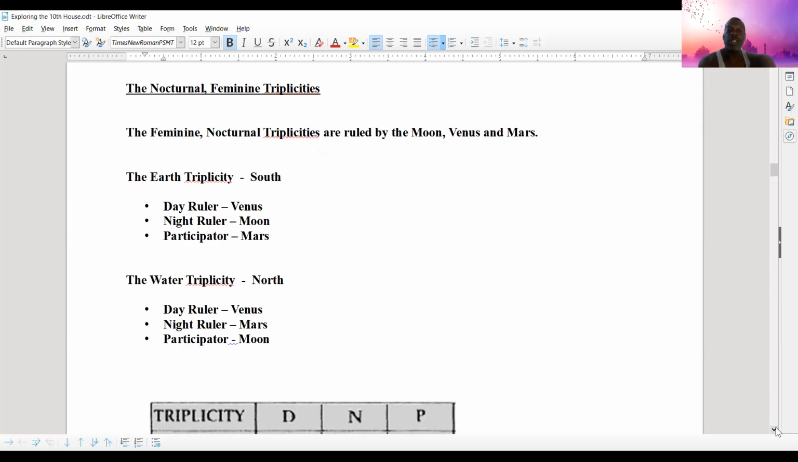The participator is Mars. We think Venus rules Taurus. Night ruler Moon is exalted in Taurus, and then participator Mars is exalted in Capricorn. All of those are earth signs. Also, water triplicity, north. So the day ruler is Venus, who of course is exalted in Pisces. Night ruler is Mars, who owns Scorpio, and then participator is Moon, who owns Cancer.